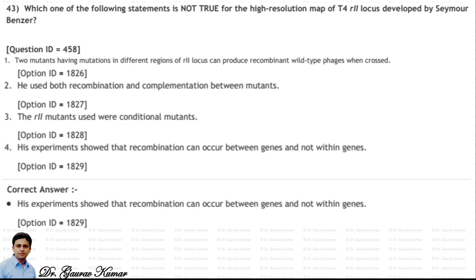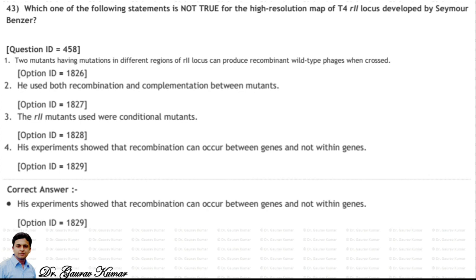And the third option, the rII mutants used were conditional mutants. Yes, exactly, they were conditional mutants. And then finally, his experiment showed that recombination can occur between genes and not within genes. No, this is wrong. So this is actually the correct option for our answer, because we have to find the wrong answer. Benzer's work, if I explain, was done by Seymour Benzer in 1954.